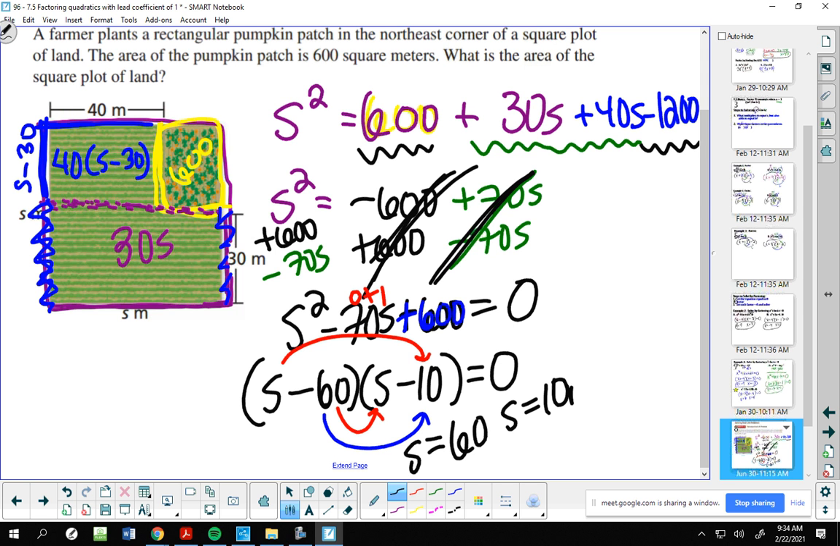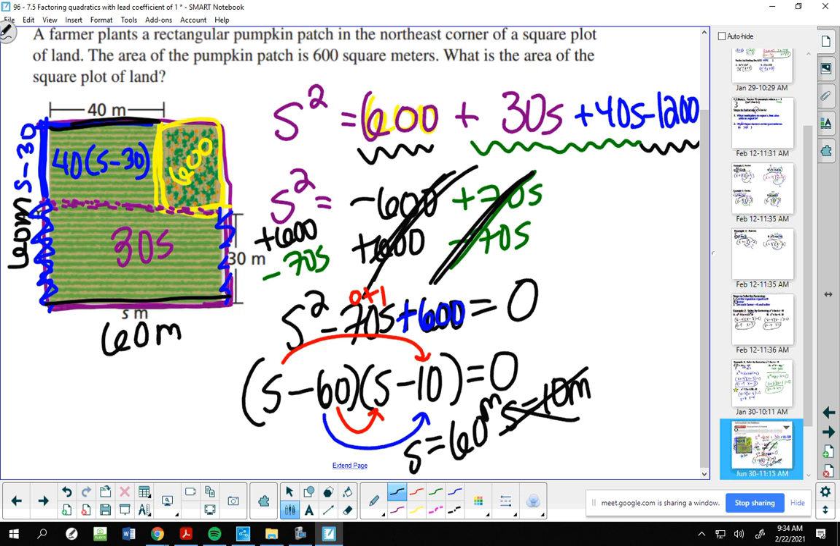Is the side length 10 meters or is it 60 meters? Well, if this is 40, can S be 10? If this part right here is 40, can this whole side length be 10? No. So what's the only one that makes sense? Yeah. So our side length is 60 meters, so cross off the 10 meters. But they didn't ask me for S. We found S. We know that this is 60 meters times 60 meters, which is what they want.